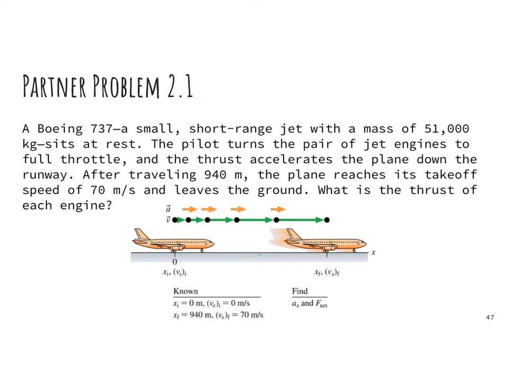Okay, and now we have come to our first partner problem, where we're going to try to use our equation: acceleration is the net force divided by the mass. I'm going to ask you to try to set up this problem, and we'll take a look at it back in class. As I read through it, I'm going to help you identify some things, and then you're going to try to solve this problem, and we'll talk about it during class. We have a Boeing 737, which is a short-range jet with a mass of 51,000 kilograms.